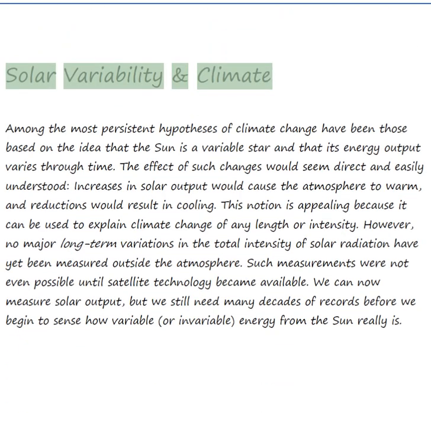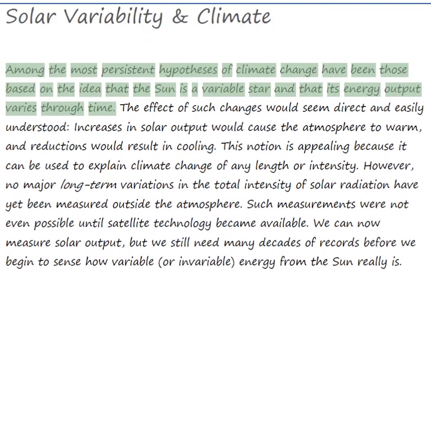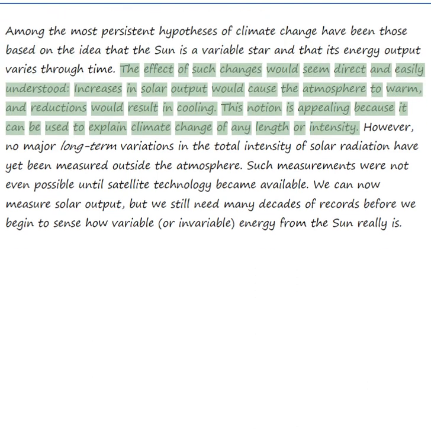Solar variability and climate. Among the most persistent hypotheses of climate change have been those based on the idea that the Sun is a variable star and that its energy output varies through time. The effect of such changes would seem direct and easily understood. Increases in solar output would cause the atmosphere to warm, and reductions would result in cooling. This notion is appealing because it can be used to explain climate change of any length or intensity.